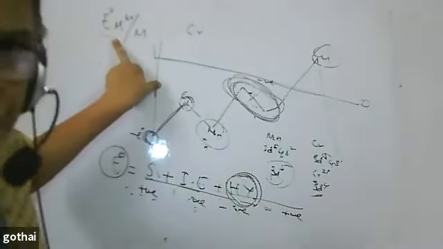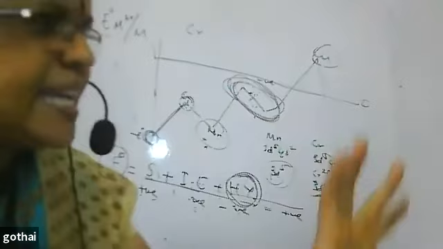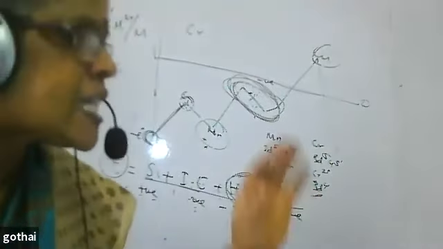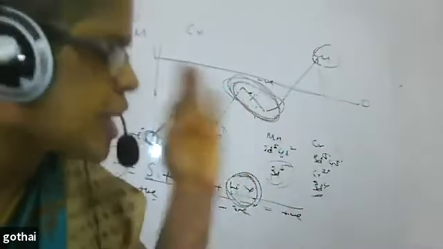So if the reduction potential is higher, it acts as a very good oxidizing agent. If the reduction potential is lower, they act as very good reducing agents.